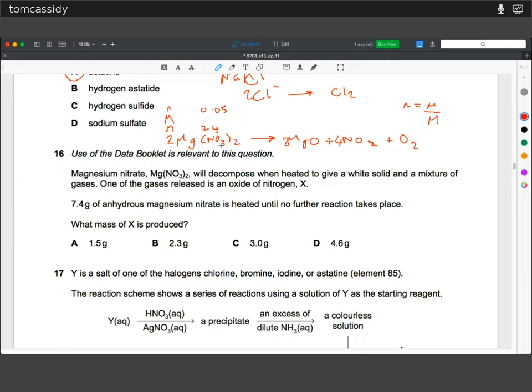And then you've got this stoichiometric ratio that there's going to be twice as much nitrogen dioxide in terms of amount as you had the amount of magnesium nitrate. So twice that is 0.10 moles. And then you can look up the molar mass in the data book of nitrogen dioxide. That's actually 46 grams per mole. 0.1 times that gives you 4.6 grams of nitrogen dioxide, which is that one there.